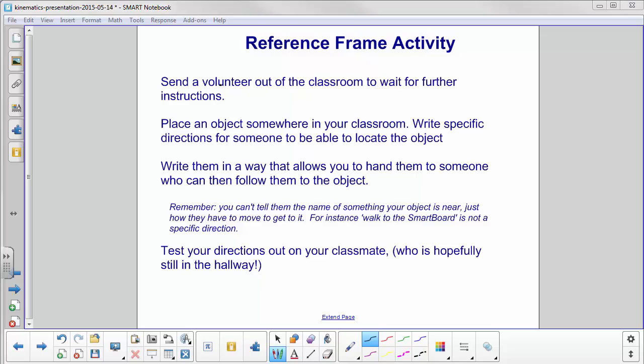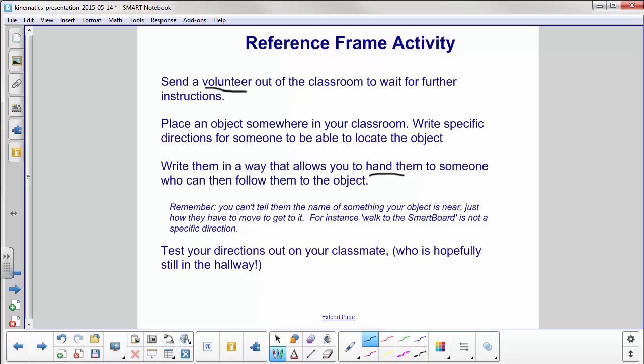Let's try an exercise to see if we can come up with what a reference frame is. First of all, we'll need a volunteer who will have to leave the classroom to wait for further instructions. Okay, now we're going to place an object somewhere in your classroom. We need the team to write specific directions for that person who left to be able to come in and locate the object. You have to write them in such a way that you can hand them to that person. They can then follow the directions to the object.